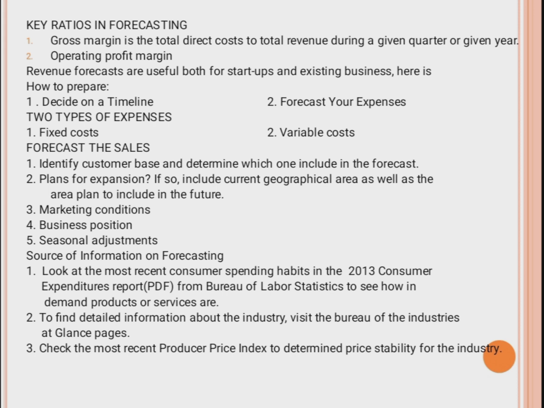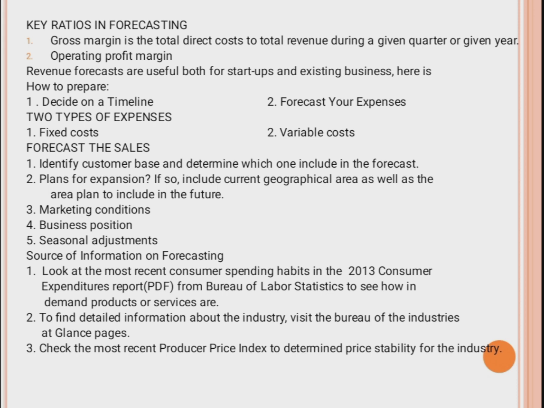Two types of expenses. Number 1, fixed cost. Number 2, variable cost. Next, forecast the sales. Number 1, identify the customer base and determine which ones to include in the forecast. Number 2, plans for expansion. If so, include the current geographical area as well as the areas planned to be included in the future. Number 3, market conditions. Number 4, business position. Number 5, seasonal adjustments.